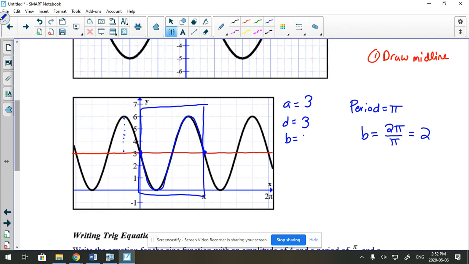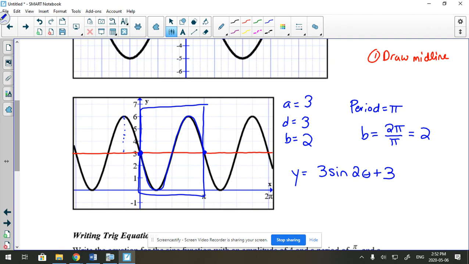Now I have all the information I need to start writing my equation. Okay, I notice at the midline it starts right at the 0, so I know it's a sine function. So I'm going to put 3 sine. My B value is 2. And my D value is 3. And something else I forgot in my notes. I think I missed a negative in my last notes too. So apparently I'm losing it near the end here.